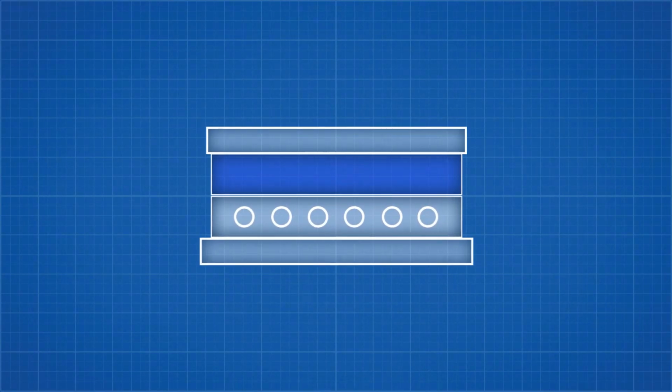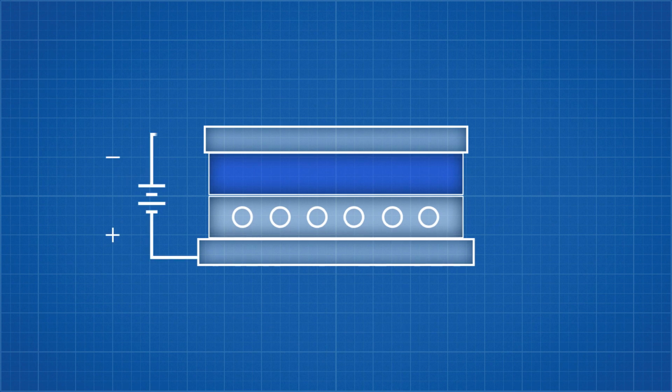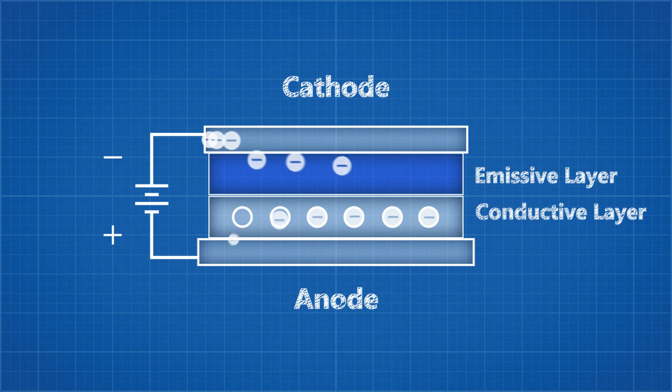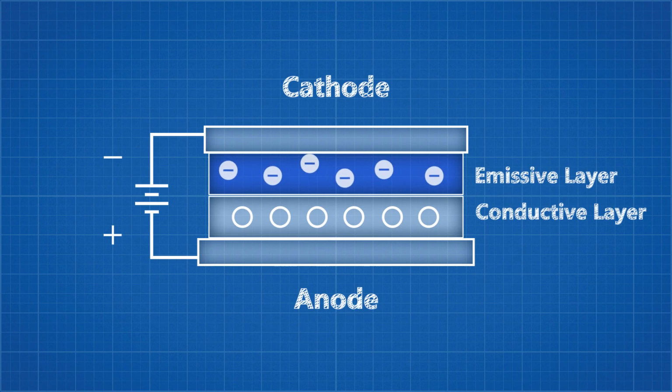For starters, there's no backlight. Instead, each pixel is self-illuminating through the light-emitting process called electrophosphorescence. There are two organic compounds called the emissive and conductive layers that are sandwiched between an anode and a cathode. As an electrical current flows from the cathode to the anode, electrons are given to the emissive layer and removed from the conductive layer. The electrons in the emissive layer now migrate to fill the holes in the conductive layer. When they do, extra energy is released as a photon.